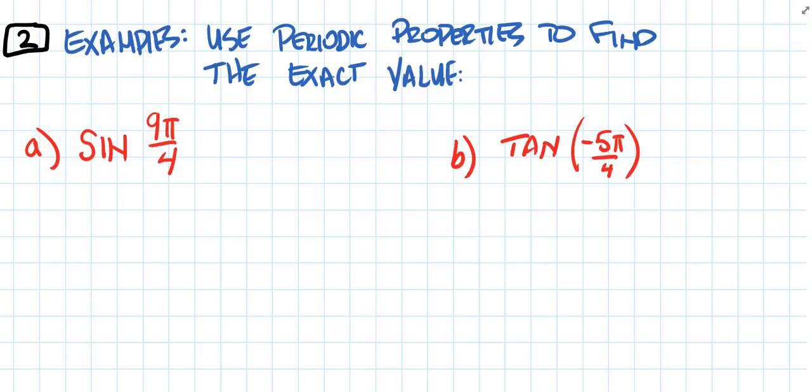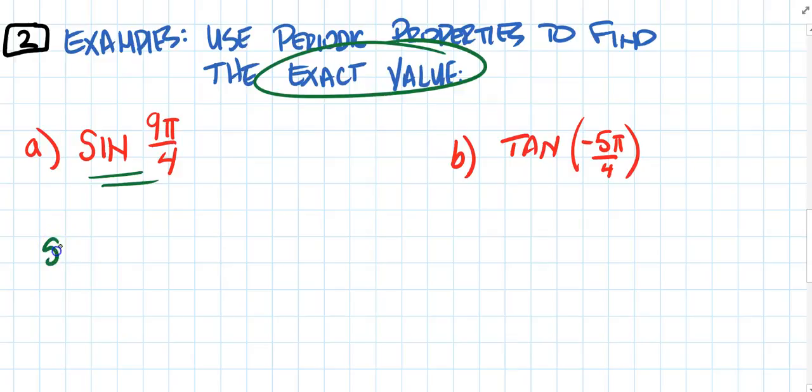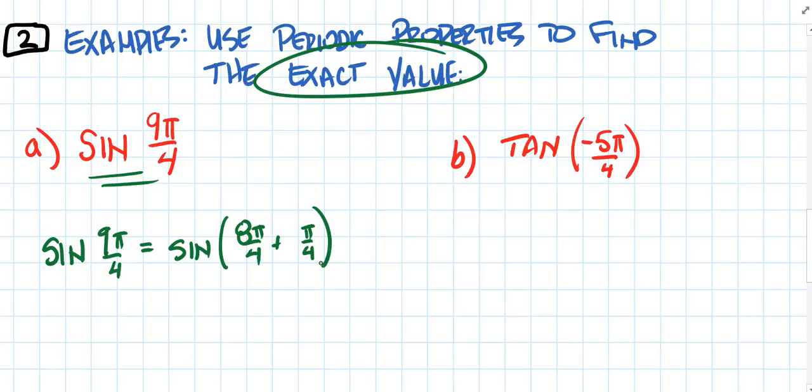Okay, let's do box 2. Let me show you examples of how this works in practicality. If I'm trying to find the exact value, remember everybody, we want exact value here, so no calculators, no decimals. Say I want to find the sine of 9 pi over 4. Here's how you would use a periodic property. The sine of 9 pi over 4 is the same thing as the sine of 8 pi divided by 4 plus 1 pi divided by 4. Okay, this is an equivalent statement.